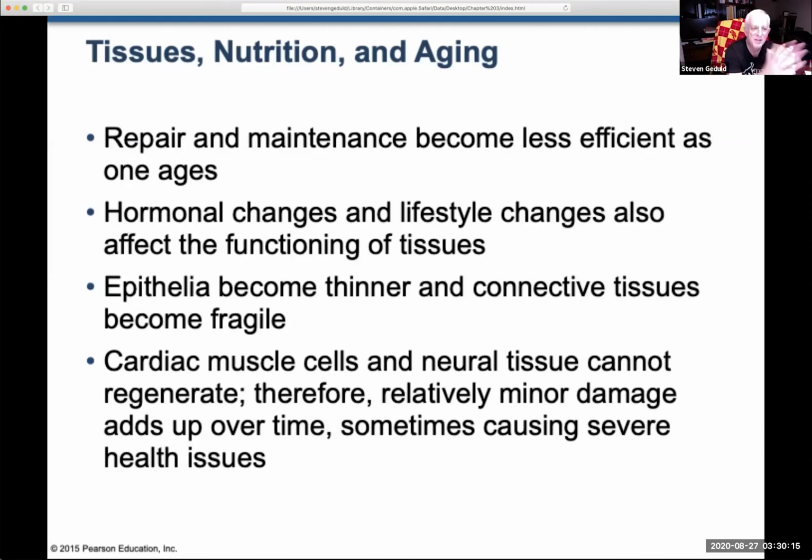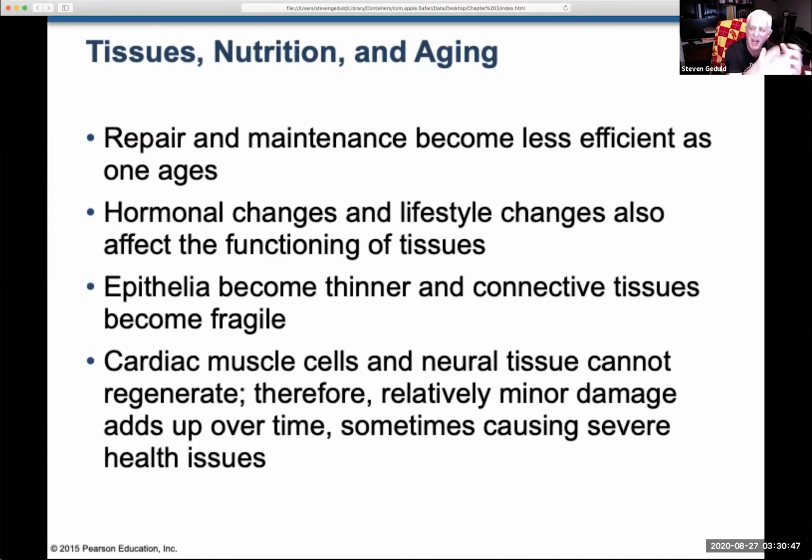All right, so hormonal changes, lifestyle changes also affect the function of tissue. Epithelial becomes thinner, connective tissue becomes more fragile. Cardiac muscles and neural tissues cannot regenerate, like we talked about. So minor damage adds up over time. If you have minor damage to your heart over 20 years, that's going to cause major problems. Minor damage to your brain, to nerve cells, over a 20-year span is going to cause problems.